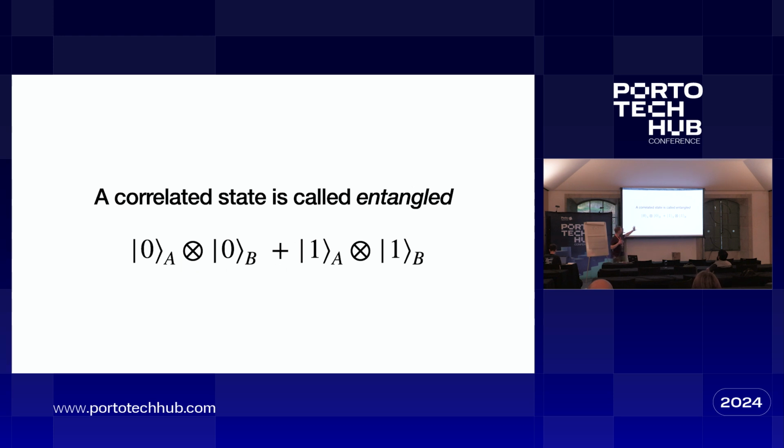Now, earlier, I hope you remember, I wrote down this state, and I said that that was a correlated state when we're talking about classical probabilities. Now that we're talking about a quantum state, we have permission to call that state entangled. So Alice has a qubit, and Bob has a qubit. If Alice measures her qubit, and it comes out 0, then so must Bob's qubit come out 0. Similarly, if Alice measures 1, Bob measures the same.